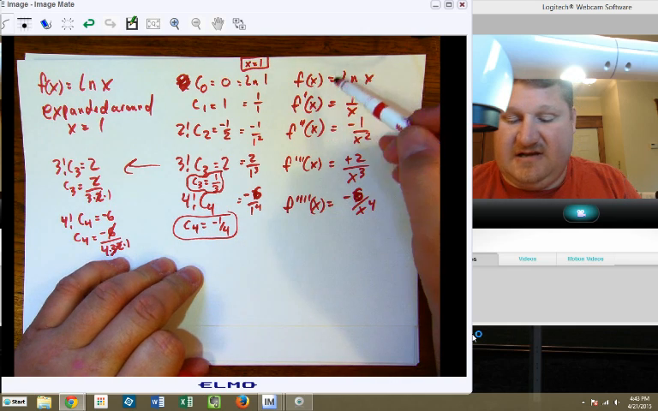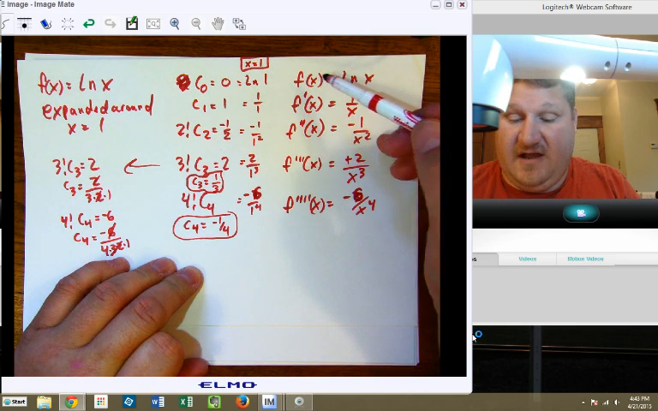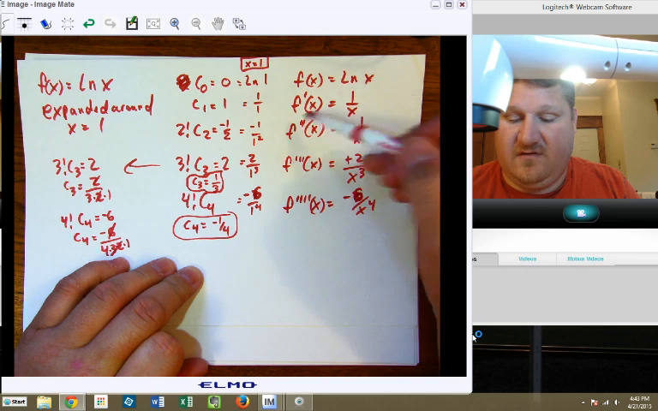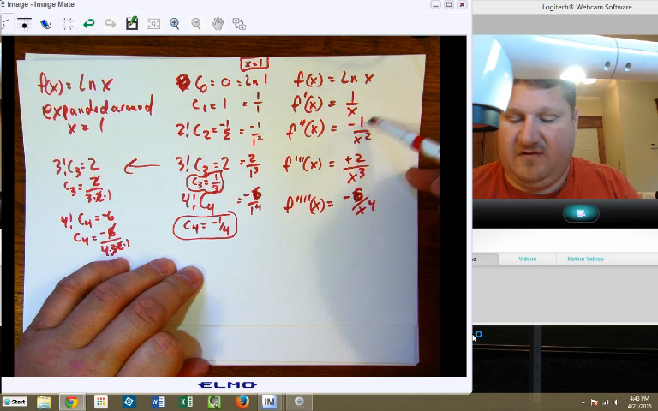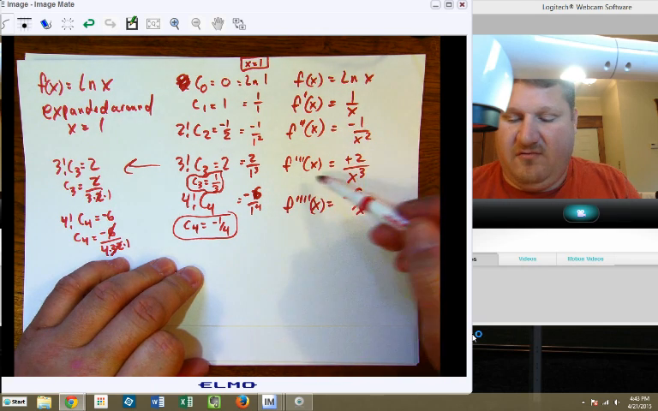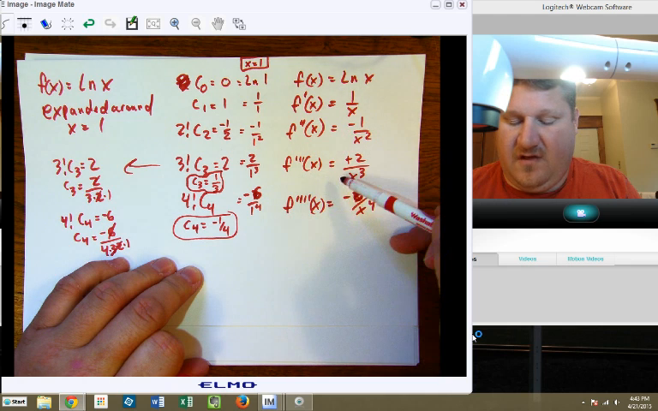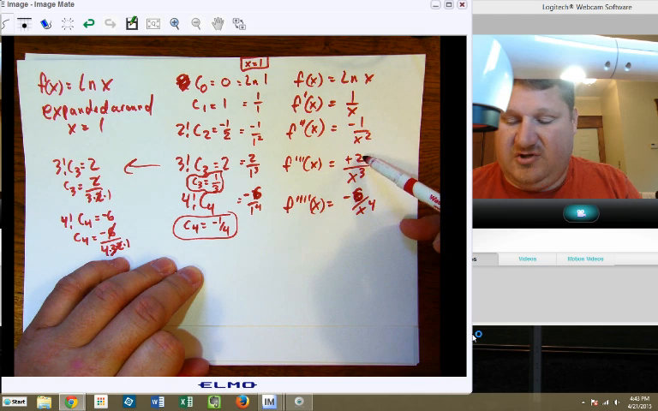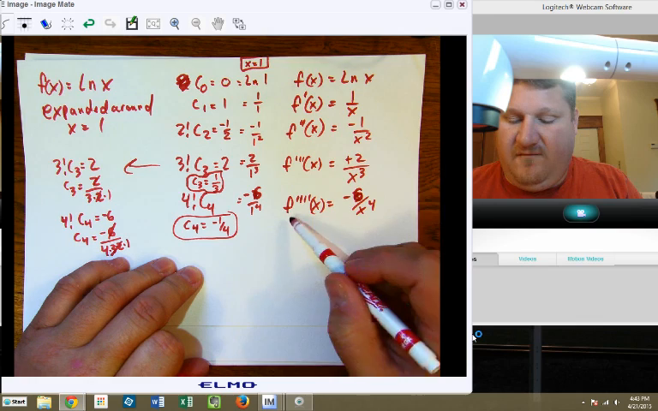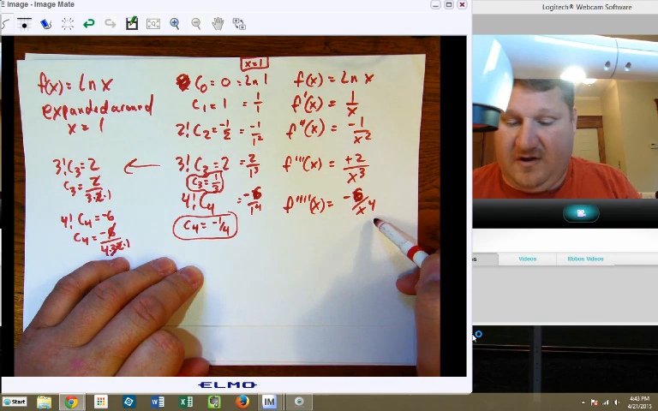What I need is to take the function and actually differentiate it. F of x is natural log of x, so the derivative is 1 over x. The second derivative is negative 1 over x squared. The third derivative of natural log x would be 2 over x cubed. The fourth derivative is going to be negative 6 over x to the fourth.